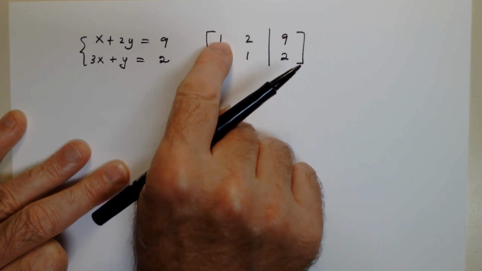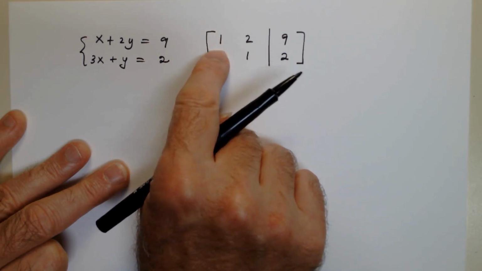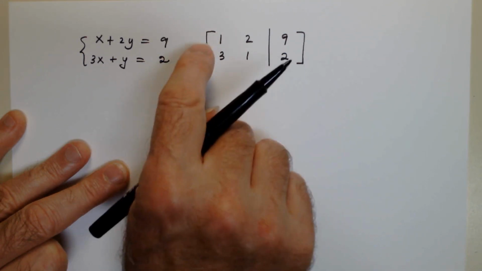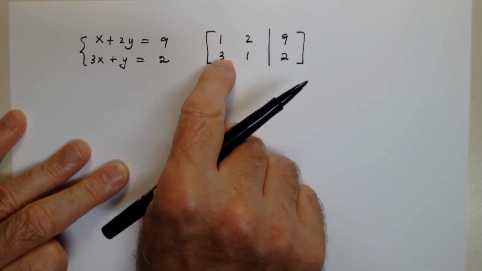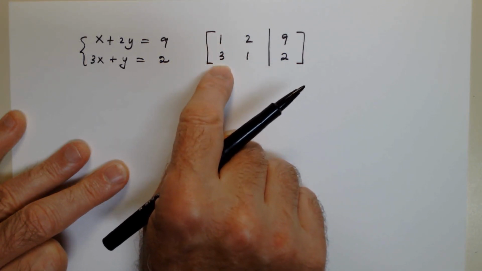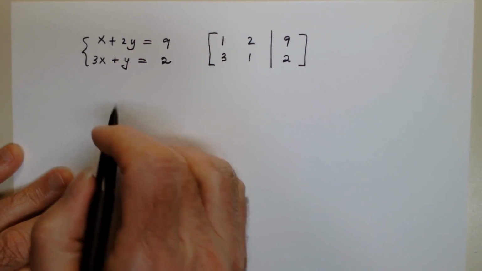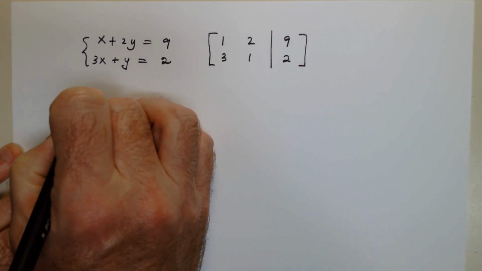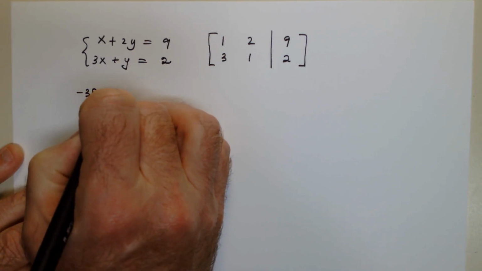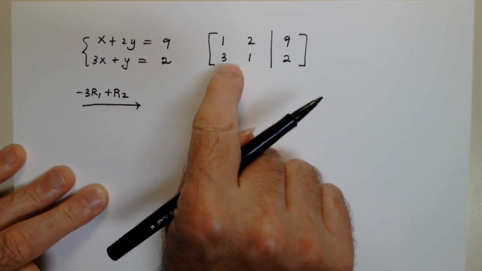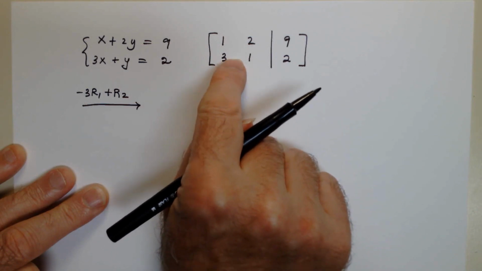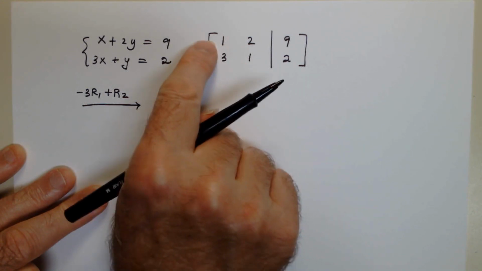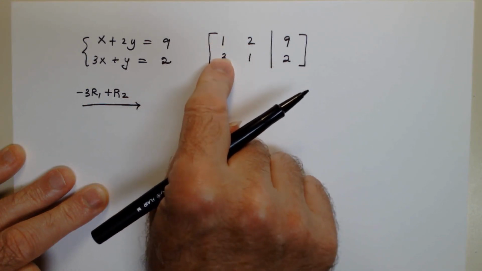And now what I'm going to do is, as before, use this 1 in conjunction with a type 3 operation to eliminate this 3 that sits below it. So my action is simply going to be: take negative 3 times row 1 and add it on to row 2. So you have to keep your eye on the prize here. We're trying to make this into a 0. So I'm going to do negative 3 times row 1, add it on to row 2.